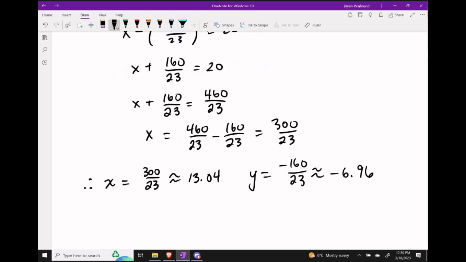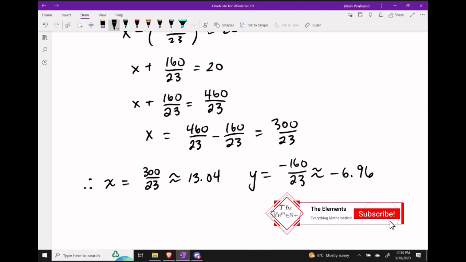And this gives us a final answer of x being equal to 300 over 23, which is about 13.04, and y is equal to negative 160 over 23, which is roughly equal to negative 6.96.